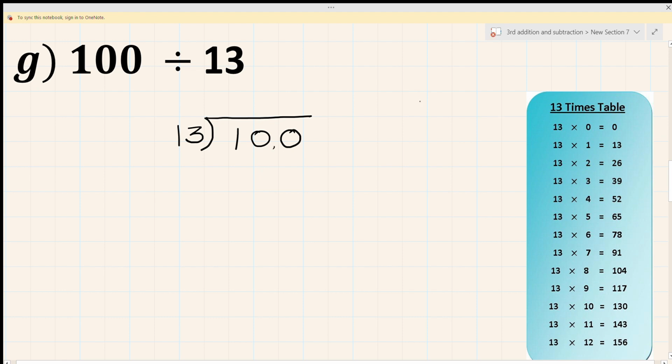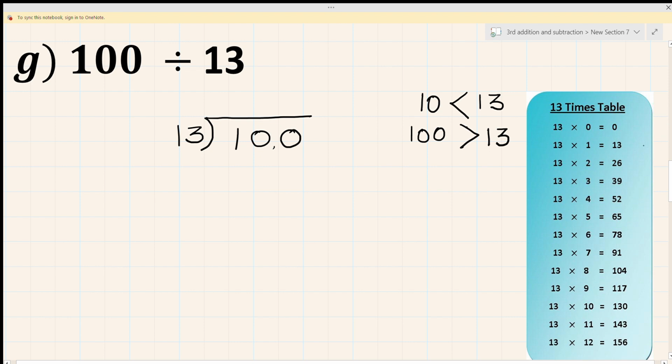It is 10. Just compare with the divisor. 10 is smaller than 13. When the number is smaller than the divisor, we cannot divide. So we are going to take the next digit also. The next number is 100. Yes, 100 is bigger than the divisor. That is bigger than 13. Now we can divide this number.